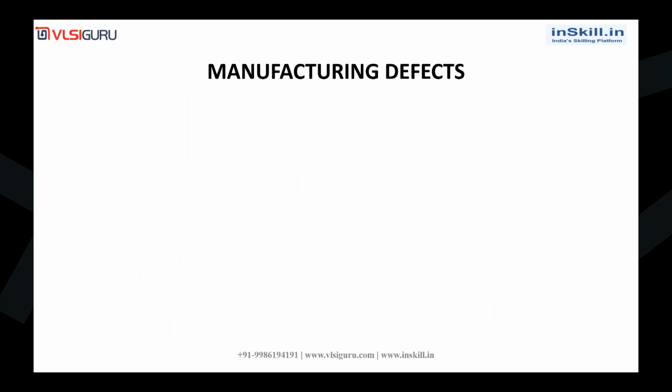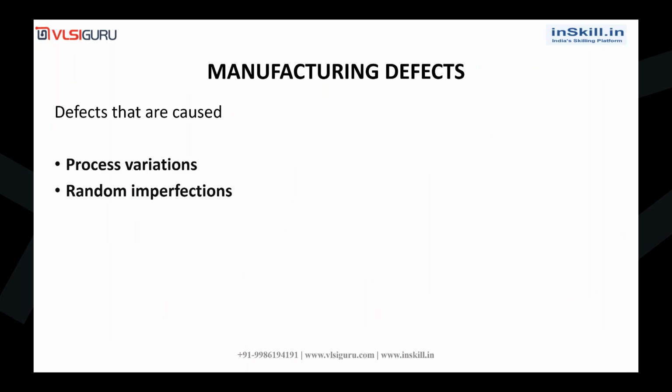So now let us try to understand what are called manufacturing defects. Manufacturing defects are the defects that are caused due to process variations and random imperfections.